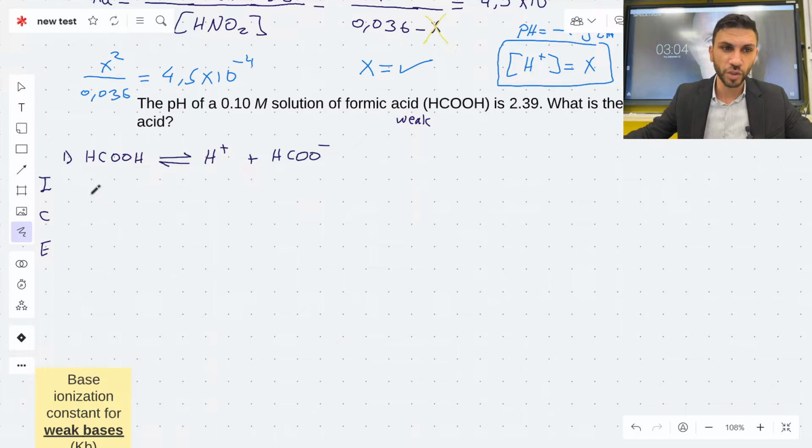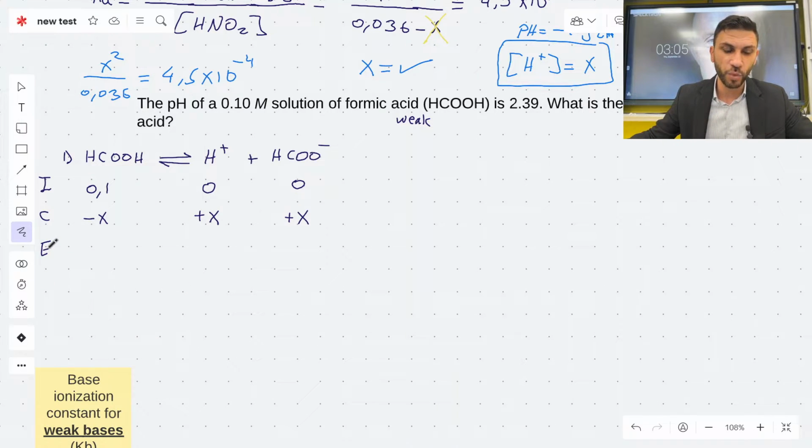I is the initial concentration. For this weak acid, it was 0.1. And for the hydrogen, initially it was 0 because there are no hydrogen ions in the solution, as well as for the formate ion, it's also going to be 0. The change: because the formic acid was being consumed, dissociated, it's going to be negative X, and for the H positive it's going to be positive X, and for the formate ion it's also going to be positive X.